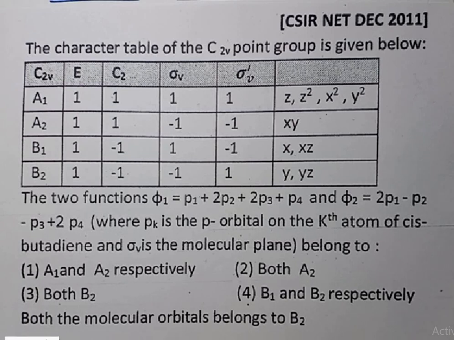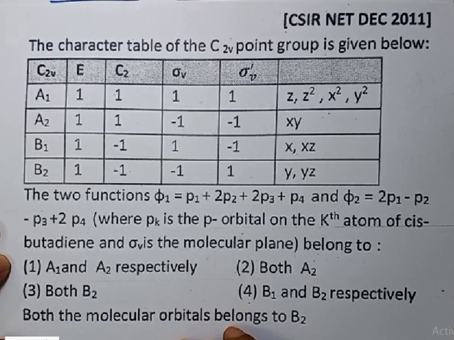Right? So this is the next question which appeared in the 2011 December examination. Just go through the question. The character table of the C2v point group is given below.